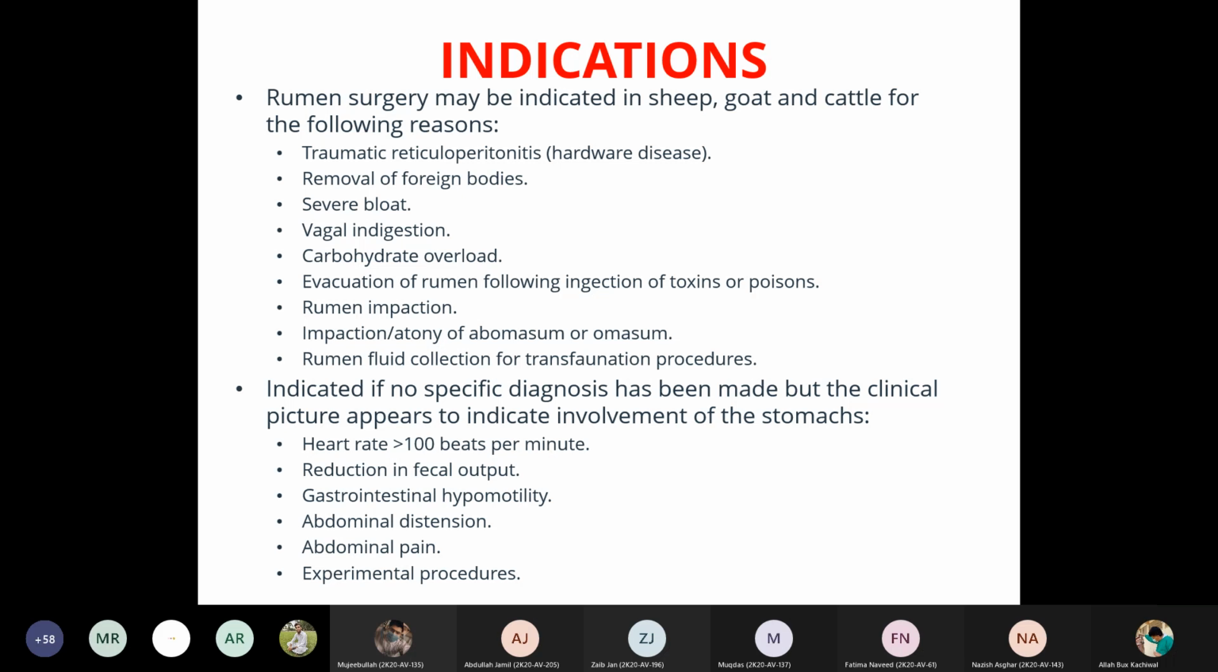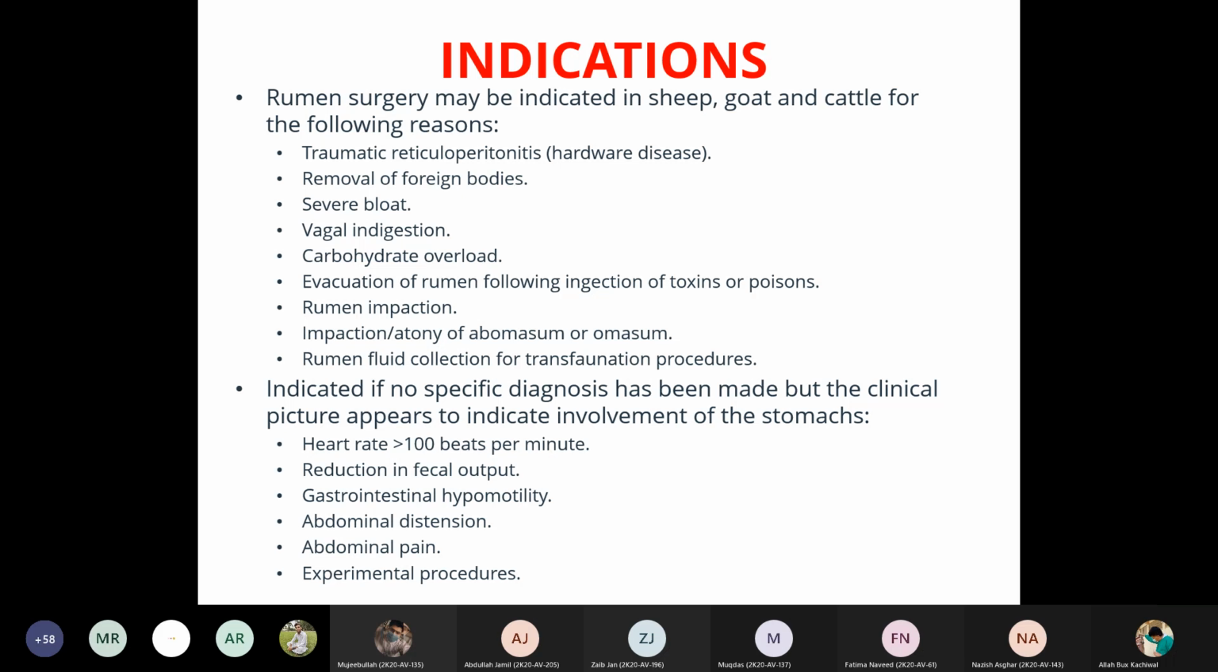It is indicated if no specific diagnosis has been made, but the clinical picture appears to indicate involvement of the stomach, like an increase of heart rate up to 100 beats per minute, or reduction in fecal output, or gastrointestinal hypomotility, or abdominal distension, or abdominal pain. These are the indicators that the animal has some abnormality in the stomach. They can also be treated by the ruminotomy.